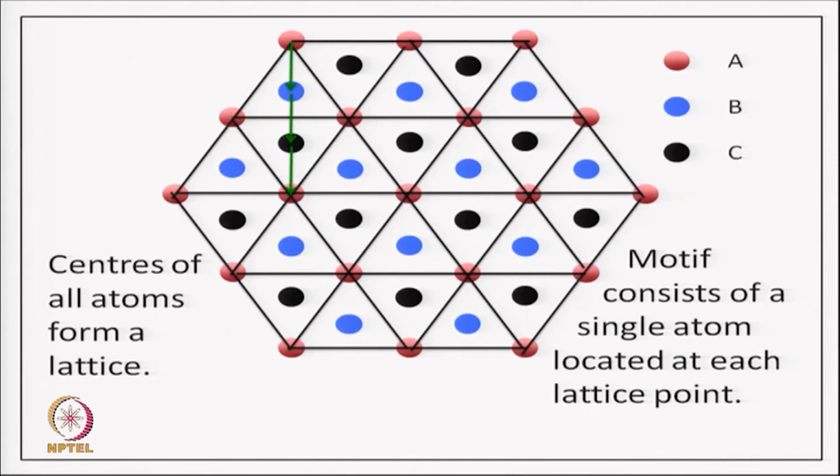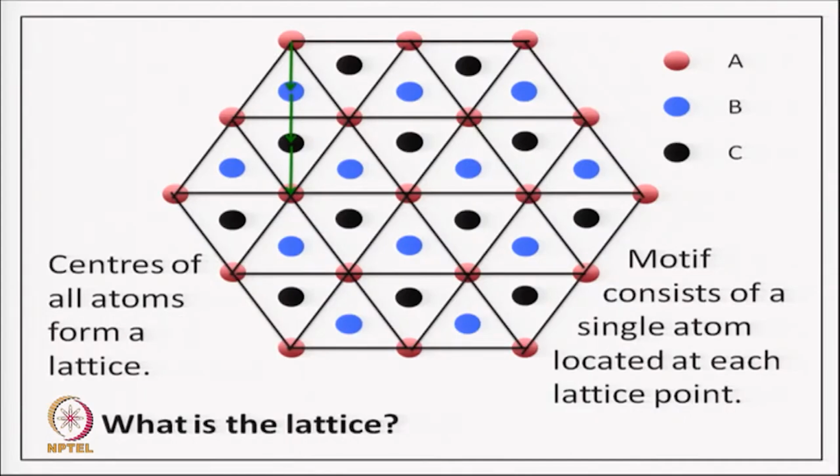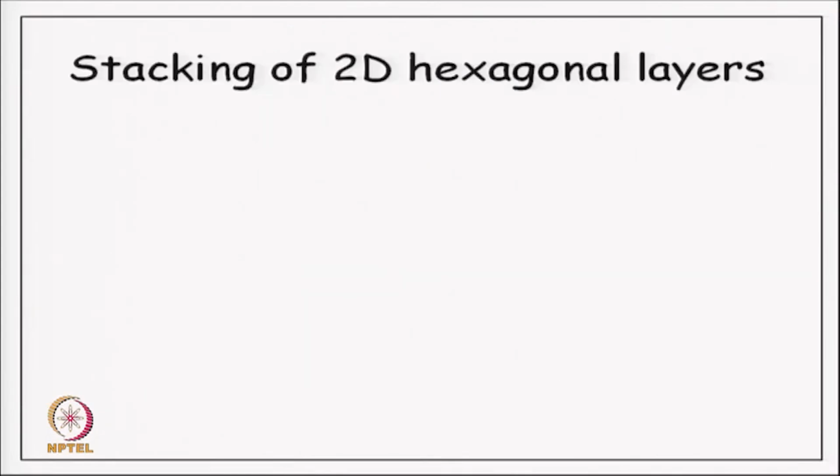But what lattice? The question is, if all atoms are forming a lattice, what is that lattice we are talking about? Because the lattice has to be one of the 14 Bravais lattices. So, that is the question which we now address, and it turns out that this question for ABC ABC stacking is not a simple one. So, let us try to look at it a little carefully.